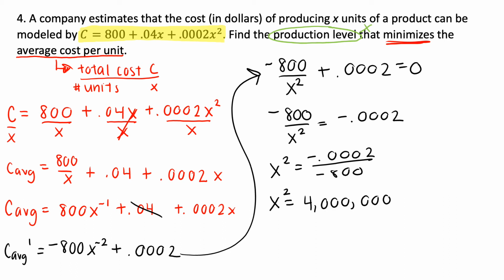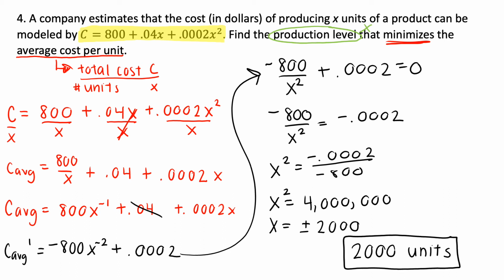Dividing those, we have x squared equals, and from here we can solve using square roots. So we get x equals plus or minus 2,000. We're obviously not going to be selling negative 2,000 items. So our production level would be x equals positive 2,000, so 2,000 units to minimize our cost. Minimizing our average cost was a little bit different because we had to first take our cost equation and divide it by our total number of units.